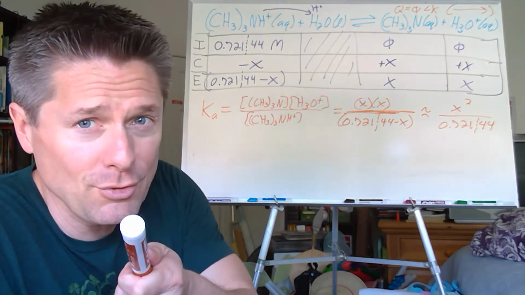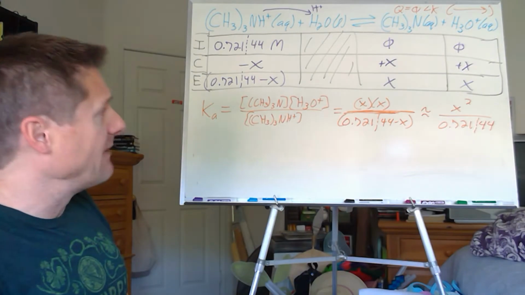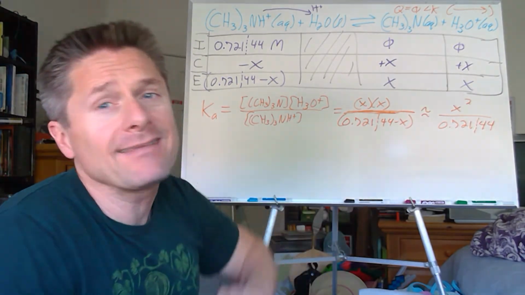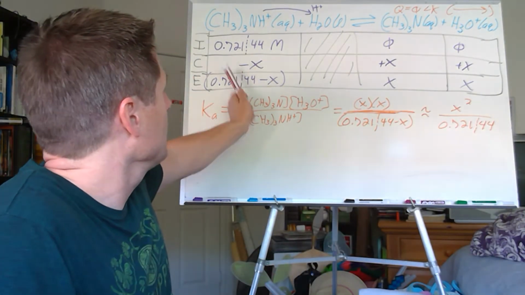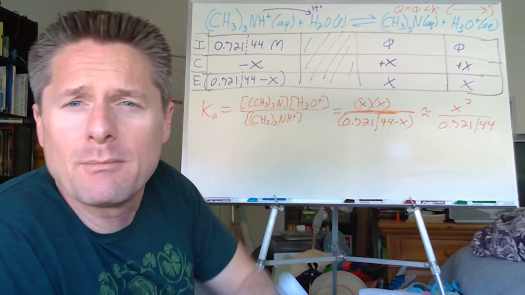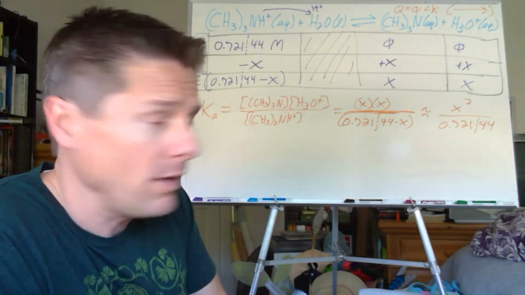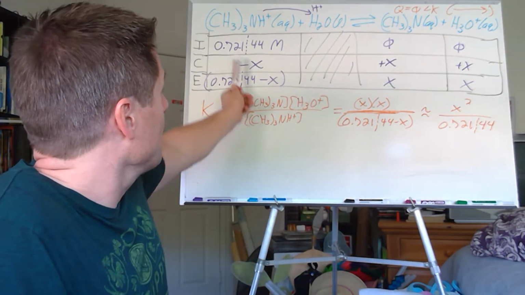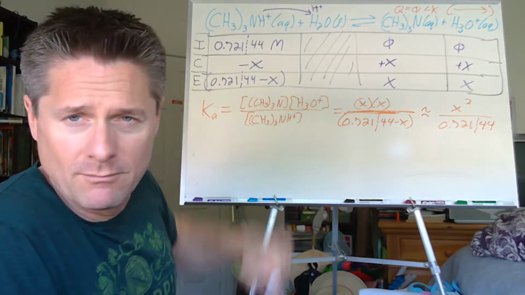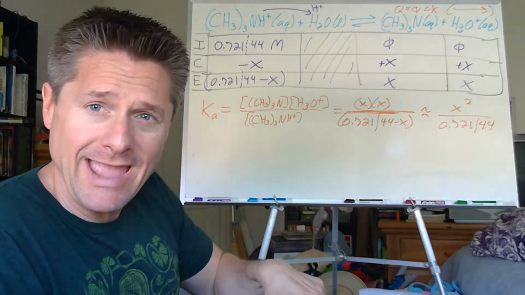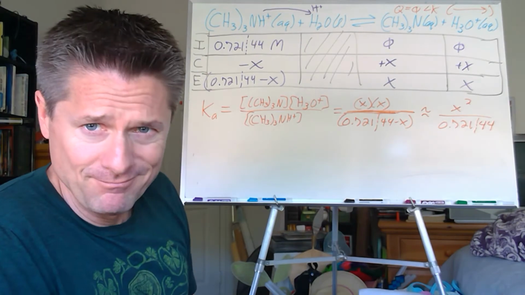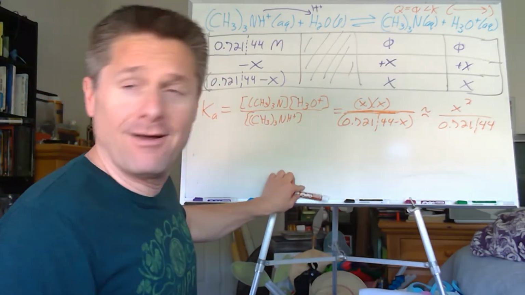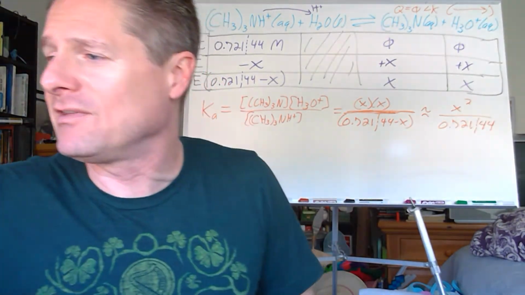We have to prove that our assumption is valid. So either solve for X, divide that by the initial concentration, times it by 100, and make sure that's less than 5%. Or take the concentration, 0.72144, divided by the Ka value. There's a problem. We don't know the Ka value. What are we supposed to do?